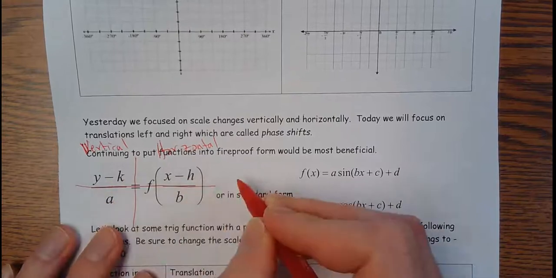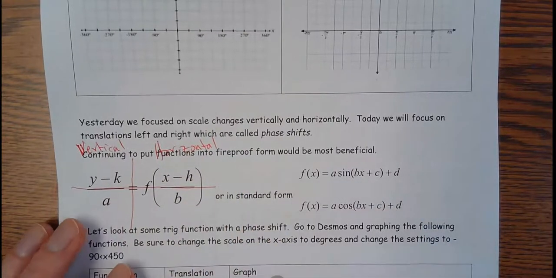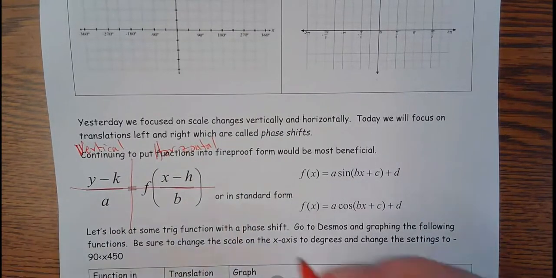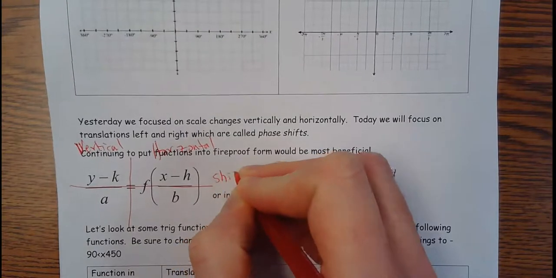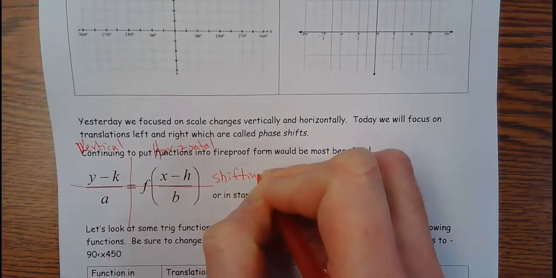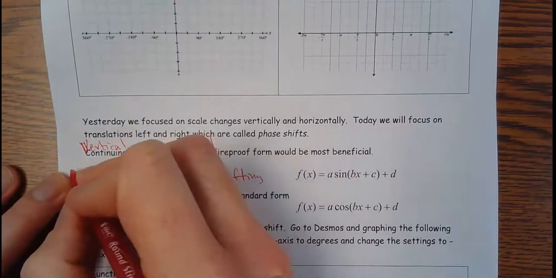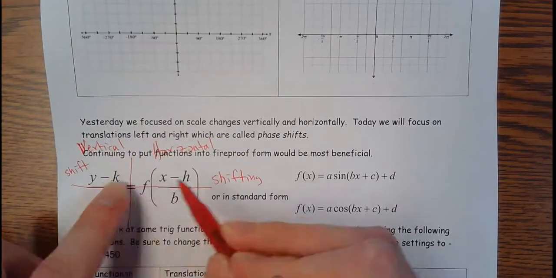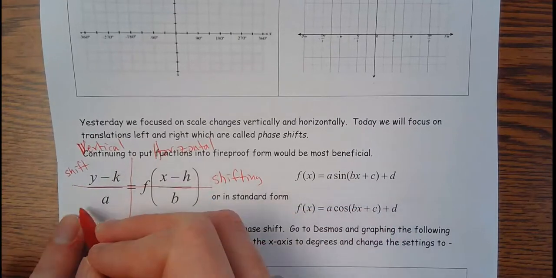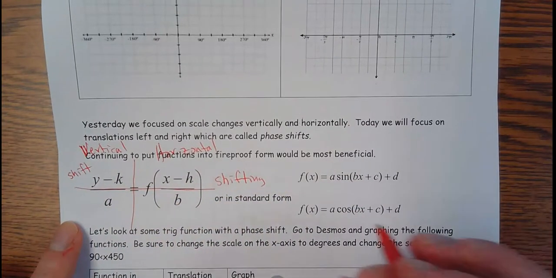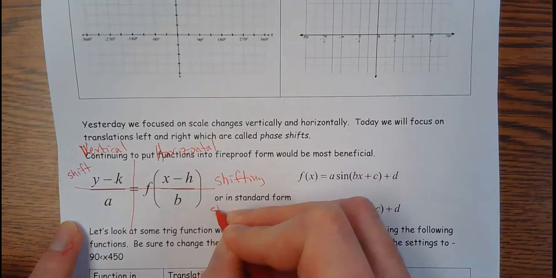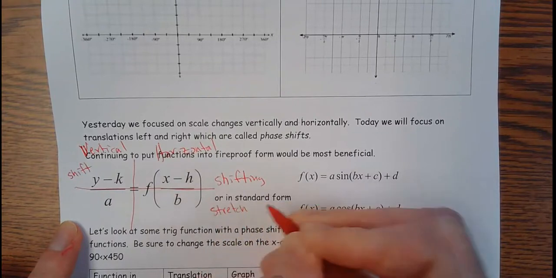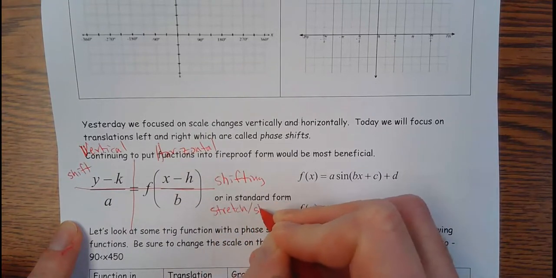The top row is going to have to do with shifting. So this top row, same thing over here, shifting. This is going to be shifting up and down. This is going to be shifting left and right. And then the bottom has to do with stretching or shrinking.